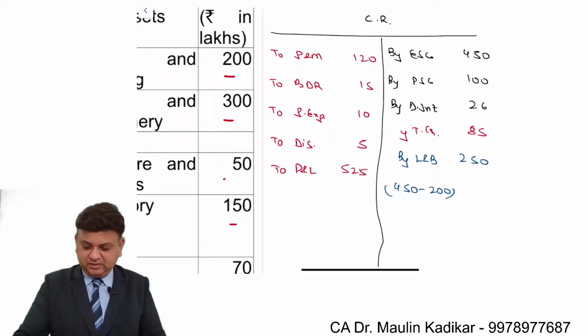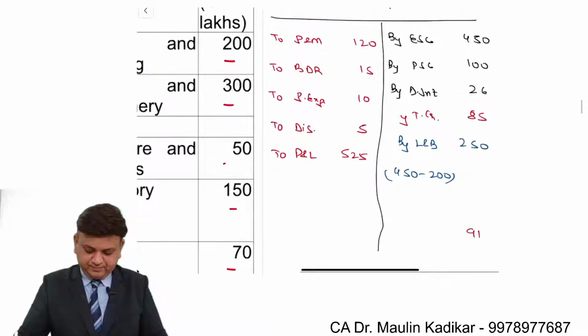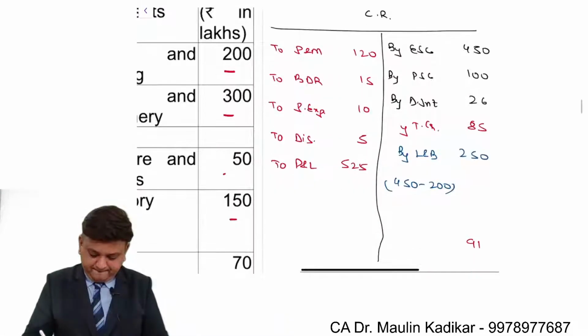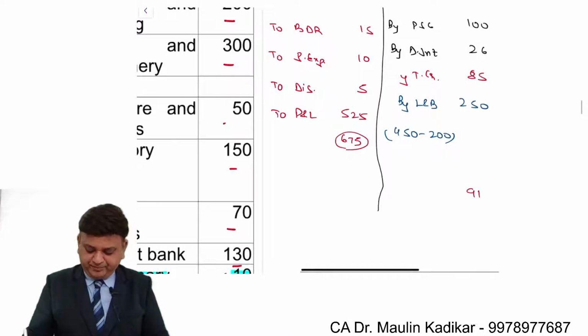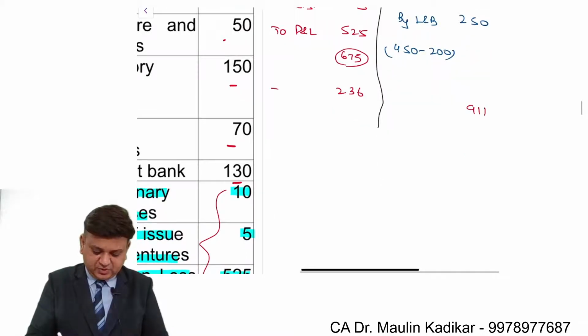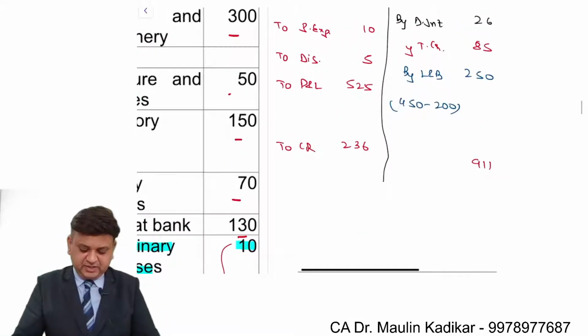Now use your calculator: 450 plus 100 plus 26 plus 85 plus 250. So the credit side total is 911. Then 120 plus 15 plus 10 plus 5 plus 525. So the debit side total is 675. So what we will do: this is 911, 911 minus 675. So 236 lakhs will be transferred to capital reserve. This is the way we are supposed to prepare the capital reduction account.